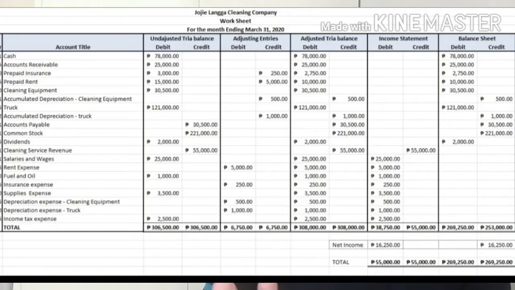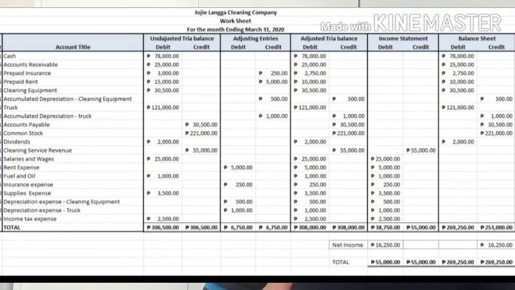In this worksheet we have the heading Joji Langa Company, the title Worksheet, for the month ending March 31, 2020. We have the account number, account title, and then the unadjusted trial balance. We discussed the unadjusted trial balance a while ago; it's balanced, and at first glance it's correct. Then we make the adjusting entries one by one, putting them in the adjusting entries column.